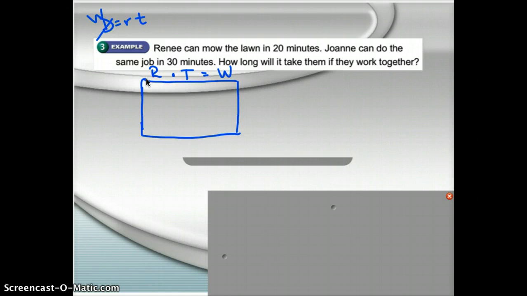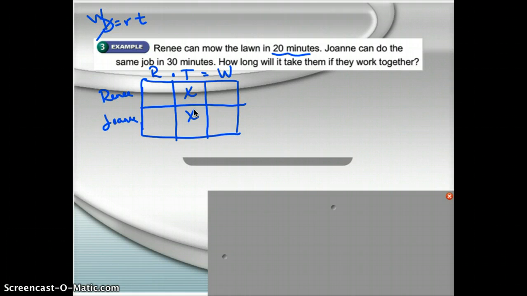Okay, and I know that I've got Renee here, and I've got Joanne. I know that she can mow the lawn in 20 minutes, but it does not say she's working for 20 minutes. Joanne could do the job in 30 minutes, but that does not mean she's working for 30 minutes. How long would it take them if they work together? What that means is they're both working for the same amount of time. So I'm going to call the time x in this case.